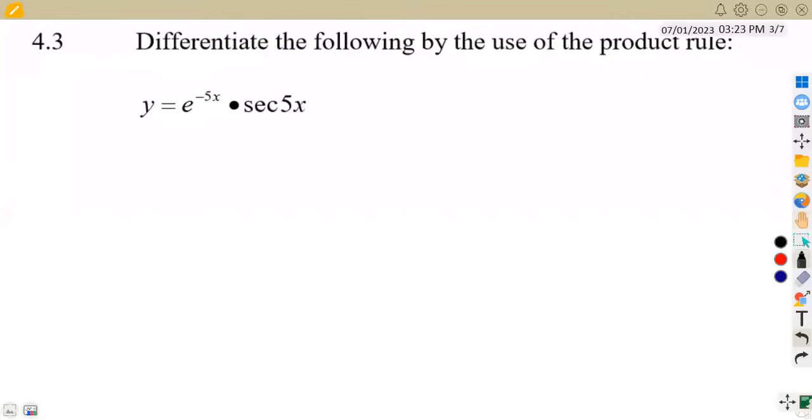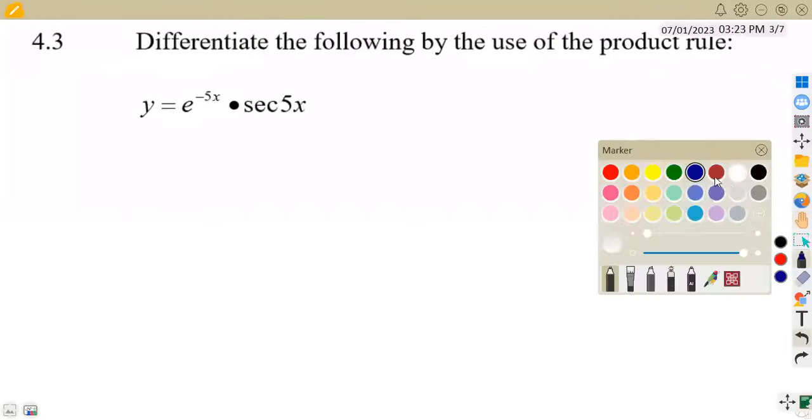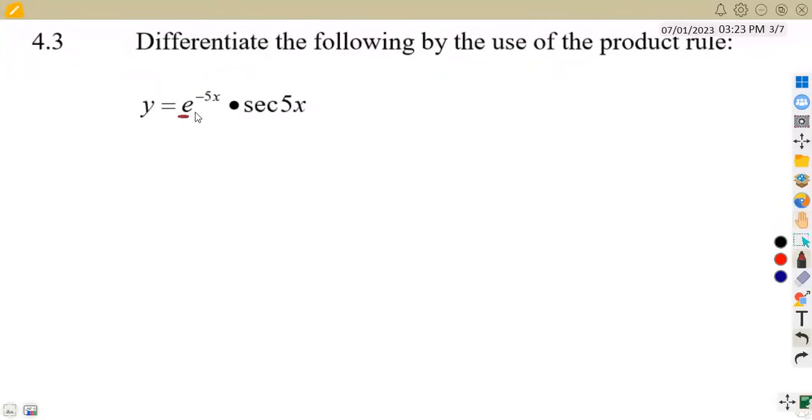As you can see here, it's a product that we are seeing. These two terms, e to the exponent of 5x and sec 5x, it's a product of two in this case. So we are supposed to apply the product rule, where this will be our u(x) and this will be our v(x). And we are given this in our formula sheet.